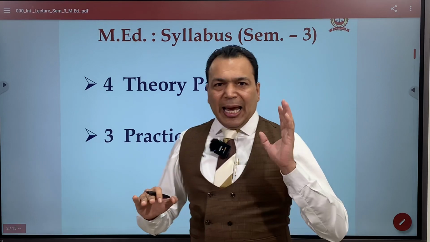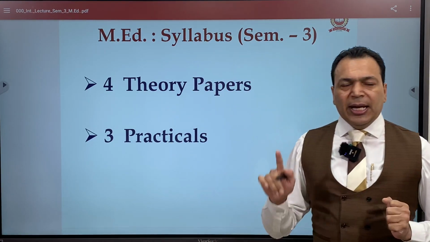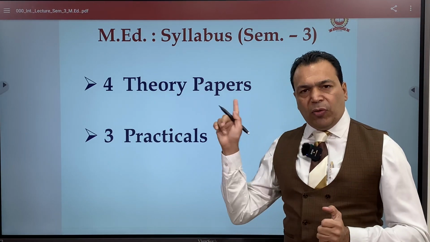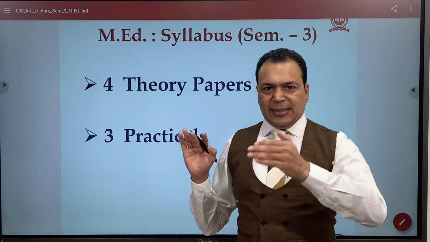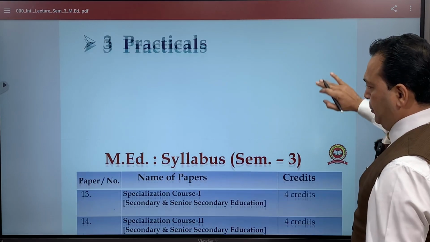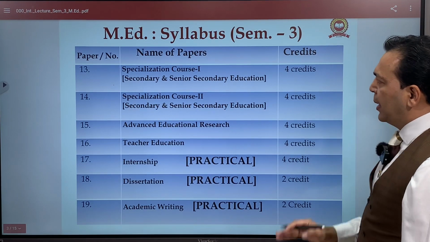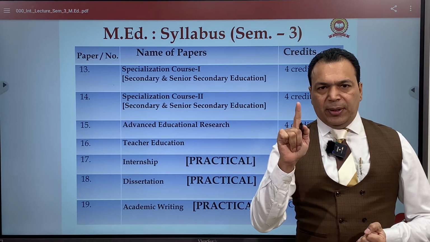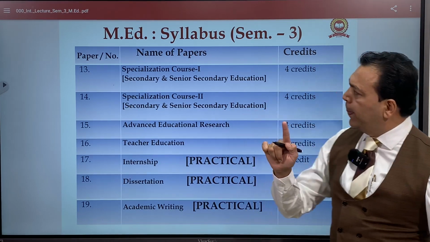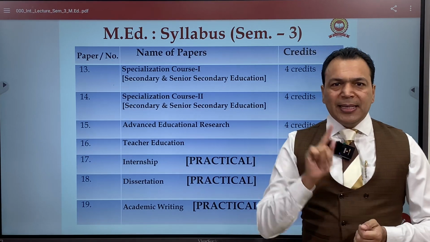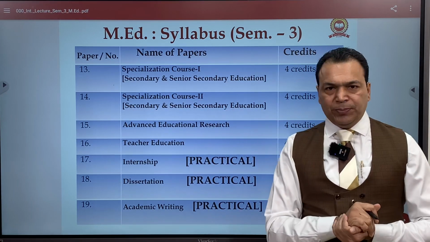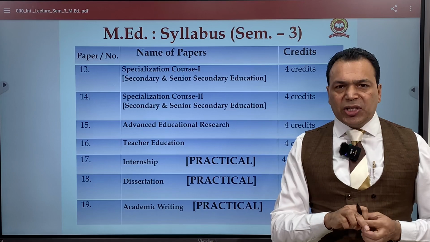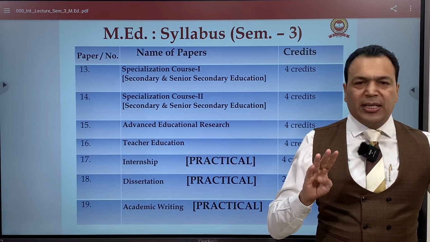Mainly in our M.Ed semester 3rd, we have 4 theory papers and 3 practicals. Okay guys, 4 theory papers and 3 practicals. Just see the next slide. Yes, these are the 7 papers. First paper, specialization course 1, second specialization course 2. Third is advanced educational research, and fourth is teacher education.